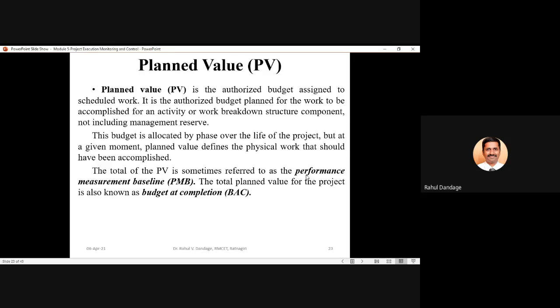So it depends upon the schedule which is prepared. Whatever activities were planned, by that time those activities should have got finished. So whatever budget was allocated to those activities will be the planned value at that particular moment. The total of the planned value is sometimes referred to as the performance measurement baseline. The total planned value of a project is also known as budget at completion. So whenever we talk about the entire project, the total planned value for the entire project will be called budget at completion, or it will be denoted as BAC.